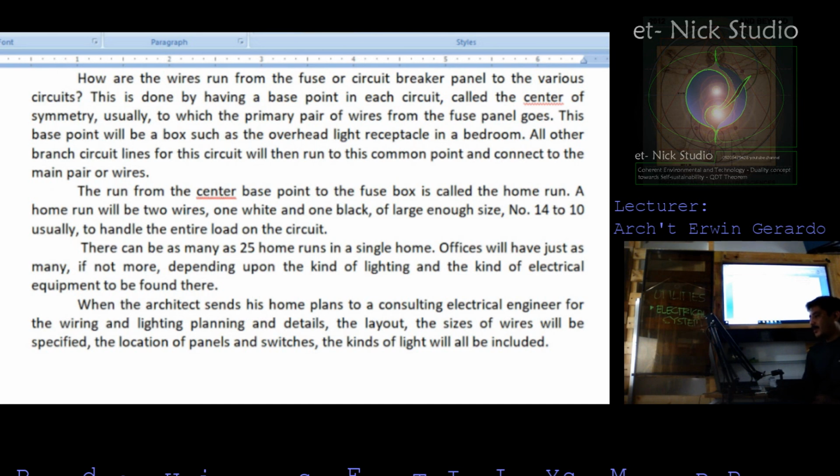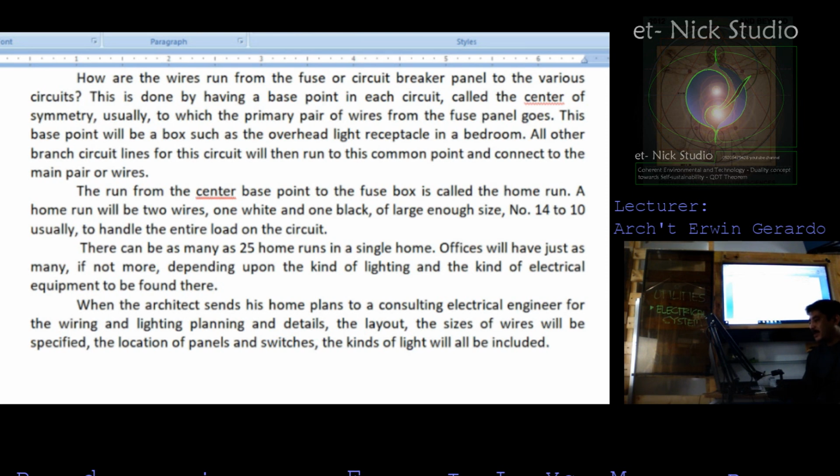How are the wires run from the fuse or circuit breaker panel to the various circuits? This is done by having a base point in each circuit called the center of symmetry, usually to which the primary pair of wires from the fuse panel goes. This base point will be a box such as the overhead light receptacle in a bedroom. All other branch circuit lines from the circuit will then run to this common point and connect to the main pair of wires. The run from the center base point to the fuse box is called the home run.